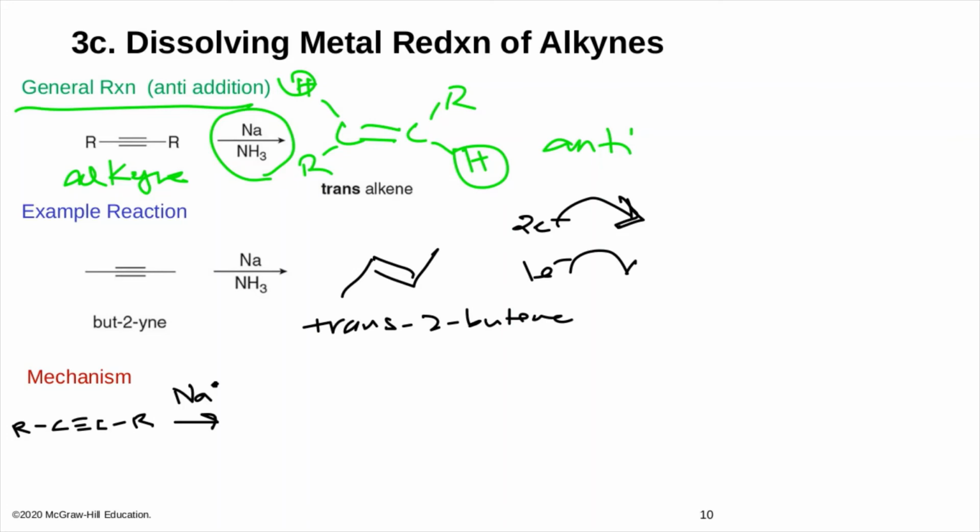Sodium has a single electron. It's what we call a hot metal in polymer chemistry. It's going to give up an electron really easily. So where's that electron going to go?